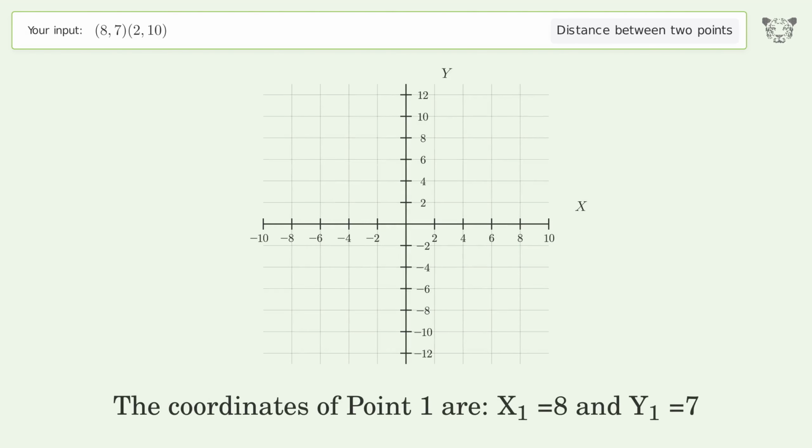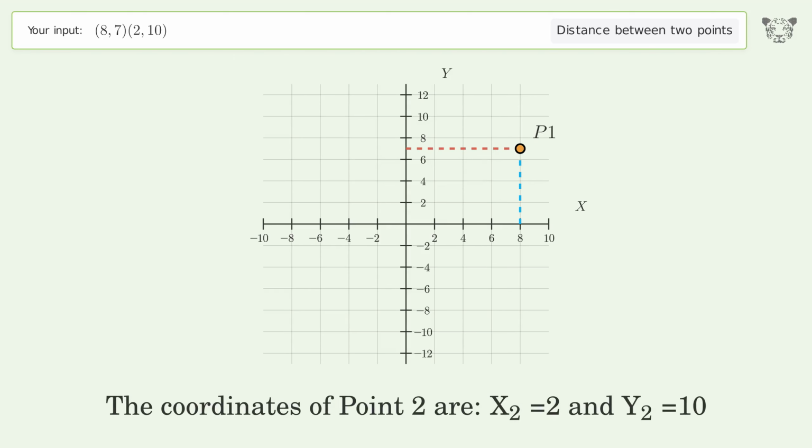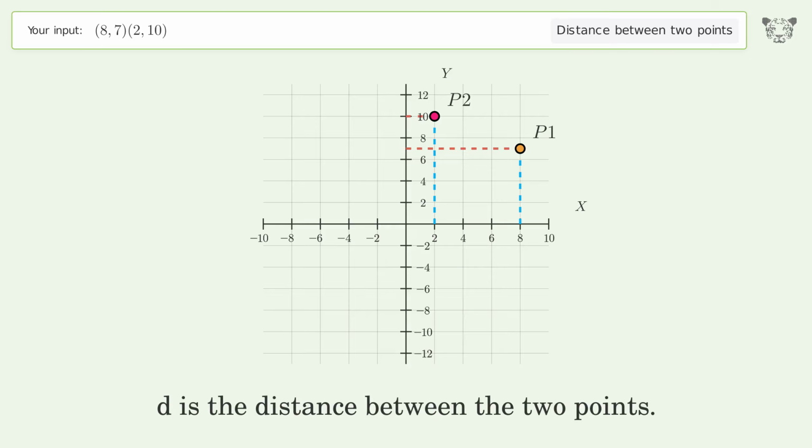The coordinates of point 1 are x1 equals 8 and y1 equals 7. The coordinates of point 2 are x2 equals 2 and y2 equals 10. D is the distance between the 2 points.